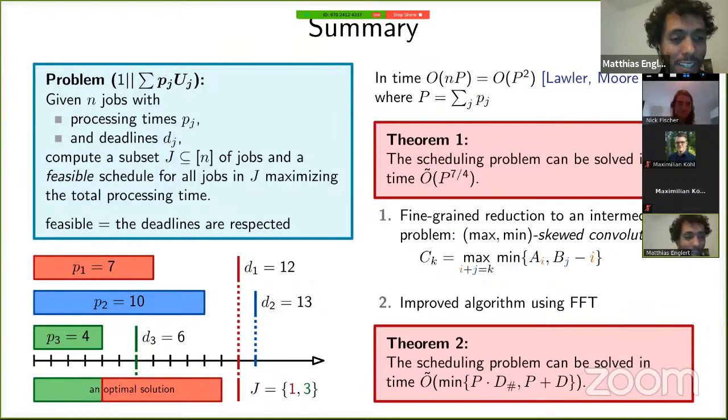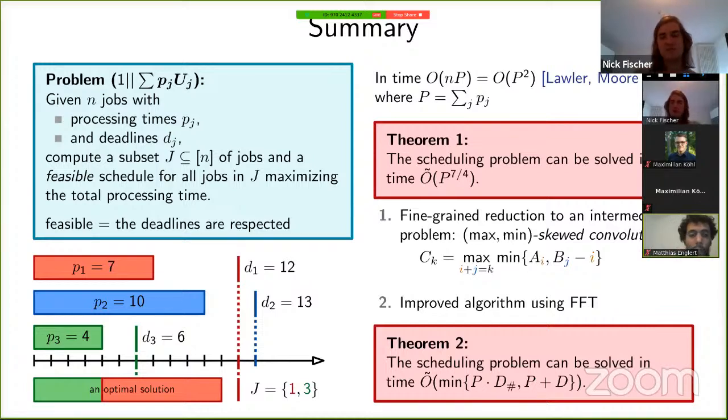This bound? It's just one algorithm, but you can interpret it in two ways. Let me talk about the first one, this P times D sharp bound. D sharp is the number of distinct deadlines in your instance. So maybe think about the case where there is just one deadline, so all jobs share the same deadline. Then this problem is more or less the same as a subset sum problem. You're asking for the maximum value which is attained as a sum of processing times, which is smaller than this unique deadline. So not exactly, but something of this sort.